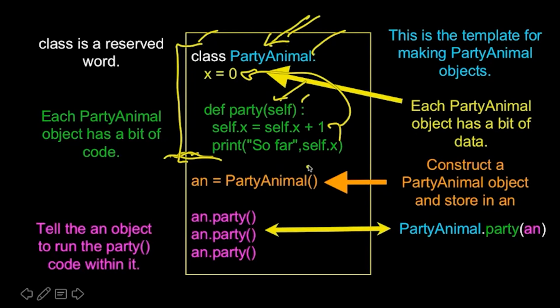This is what we call constructing. We're constructing using the PartyAnimal template or class. We are making a PartyAnimal, and then once we make that, we stick it in the variable an, and then we're going to call this party method 3 times, 1, 2, 3. Now this self thing, and we'll take a look at the self. The self ends up being an alias of an. And so you can look at this syntax as just kind of an equivalent of this syntax.